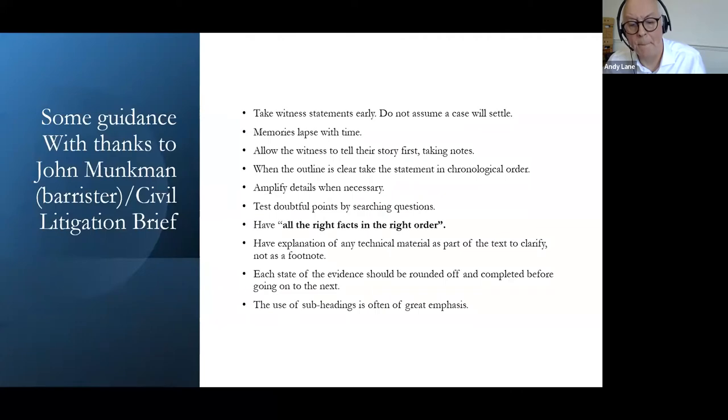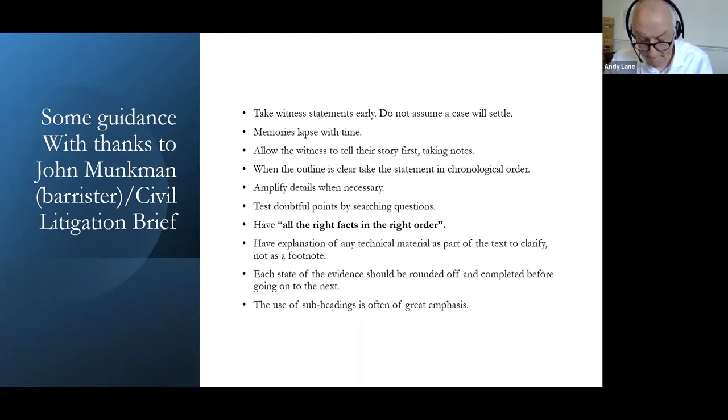We've been kind enough by John Monkman to give us some hints, tips and tricks as well. And this is fantastic information because it talks about taking witness statements early and not assuming the case will settle. Also, memory lapses with time, so when you are visiting or gaining some information or evidence, write it down as quickly as possible, on a pocket notebook or on your system, so do bear that in mind.